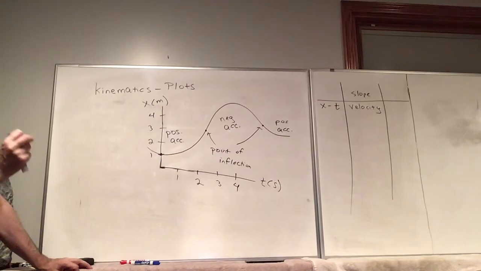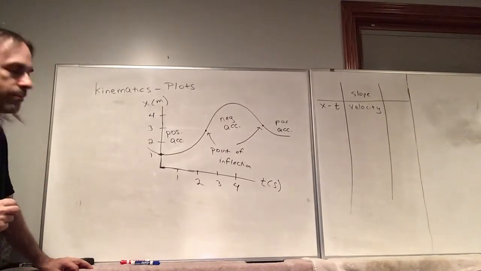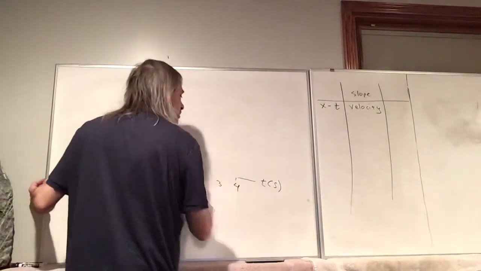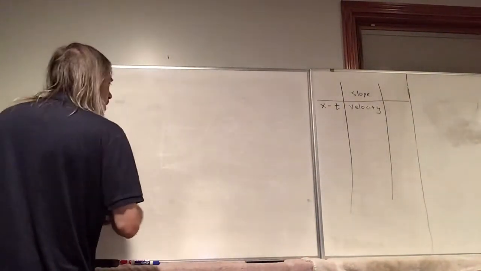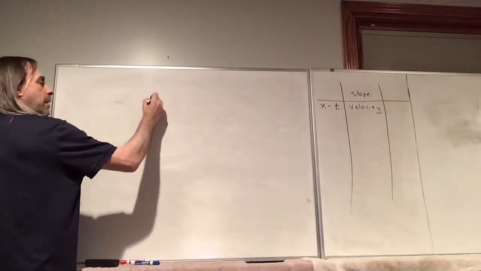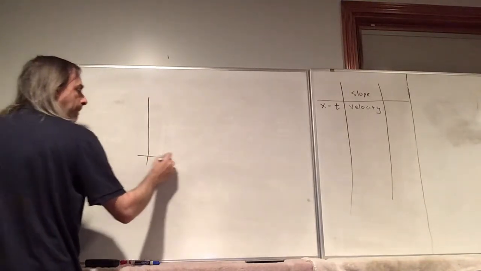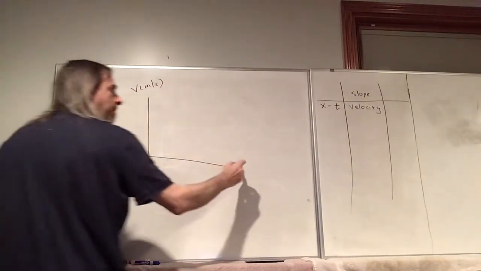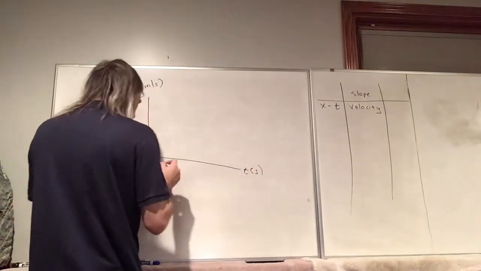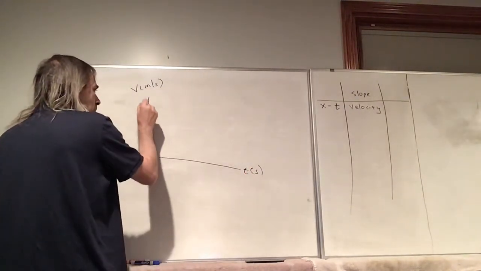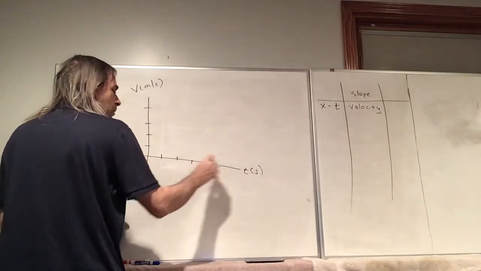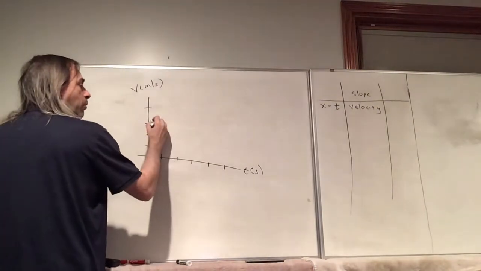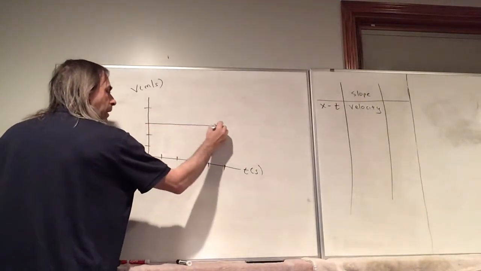The main thing is that the slope gives you the velocity. Now, I want to draw another kind of plot, and that is looking at velocity as a function of time. And we're going to start out with another very simple example, just a horizontal line.